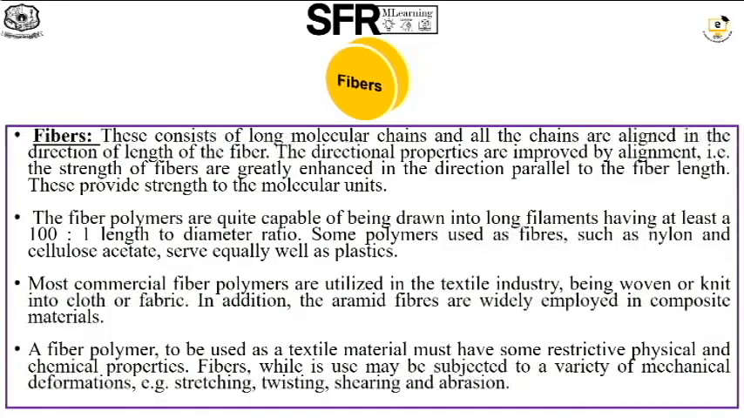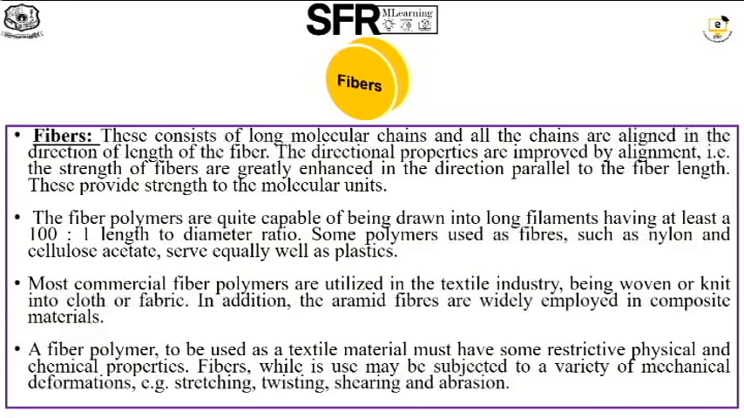Next, we see about the third type of polymers, that is fibers. Fibers consist of long molecular chains and all the chains are aligned in the direction of the length of the fiber. The directional properties are improved by alignment. The strength of fibers is greatly enhanced in the direction parallel to the fiber length. This provides strength to the polymer units.